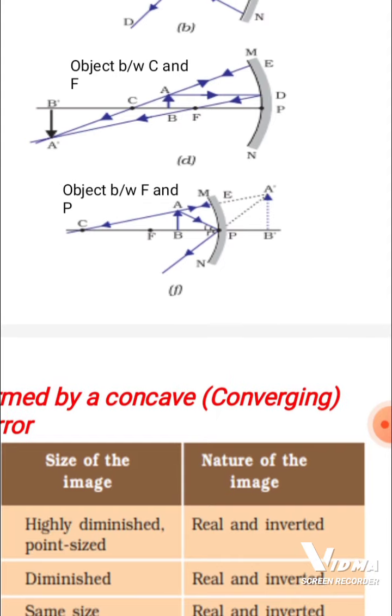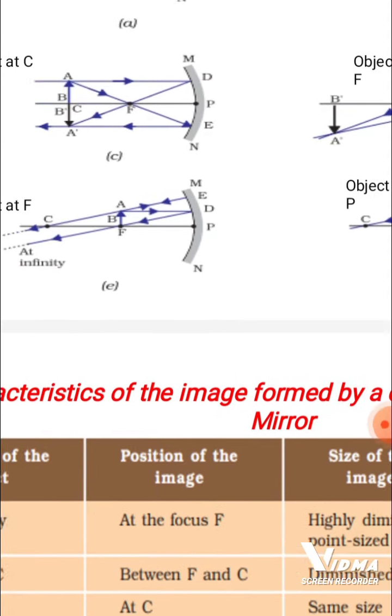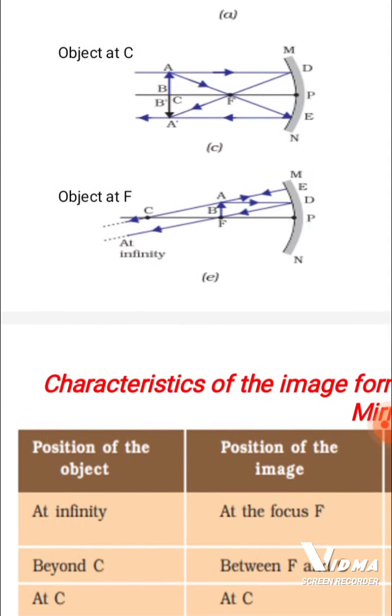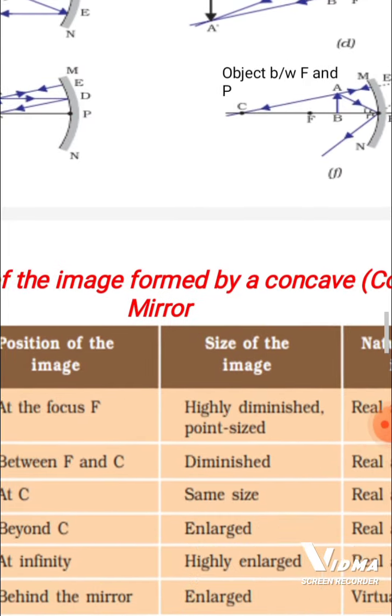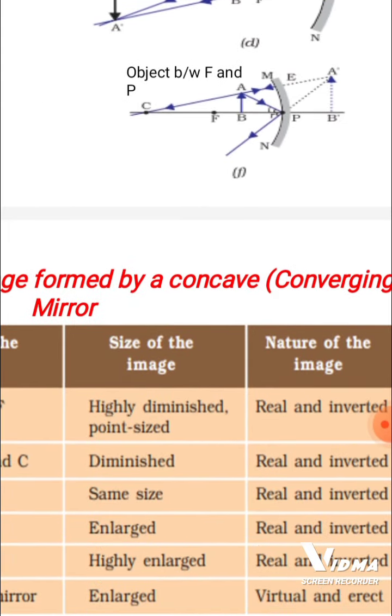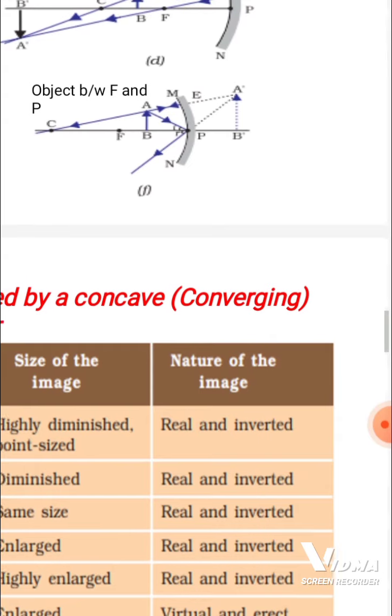So when the position of the object is beyond C, the position of the image is between F and C. As you can see in that diagram, the position of the image is between F and C, and the size of the image is that it is diminished, and of course the nature of the image is that it is also real and inverted.